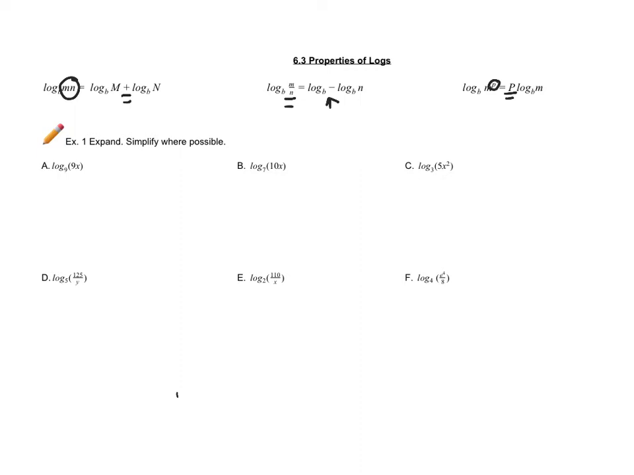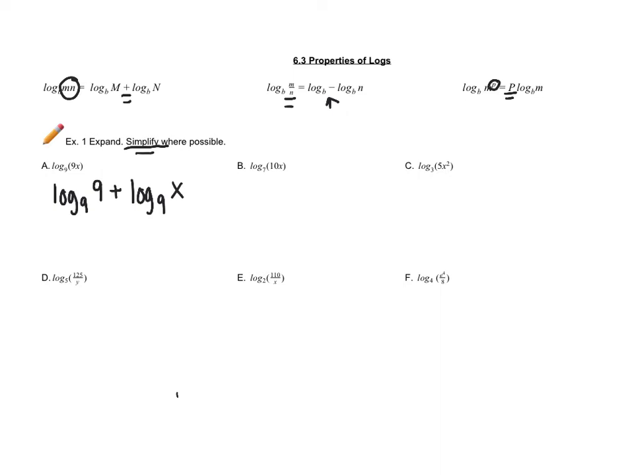So for example A, log 9x. So we're going to expand it with a plus sign because 9 is multiplied by x. All right. So because it's asking for expansion, we write log as many times as there are numbers or variables. So this time there's a 9 and an x, so log needs to be written twice. Now it says simplify where possible.